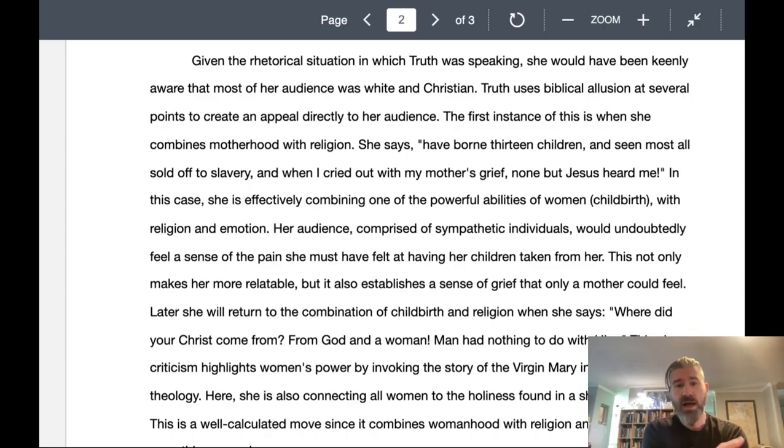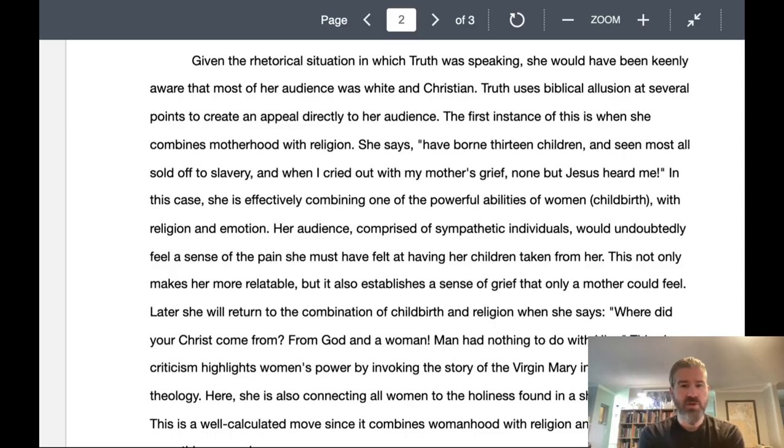In order to strengthen it, I would probably rewrite to something like: Truth uses biblical allusion to directly access her audience, which is made up of people who are white and Christian. Just a little bit more straight into the point. So picking up after that second sentence, it says: The first instance of this is when she combines motherhood with religion. She says, quote, "I have borne thirteen children and seen most all sold off to slavery. When I cried out my mother's grief, none but Jesus heard me."